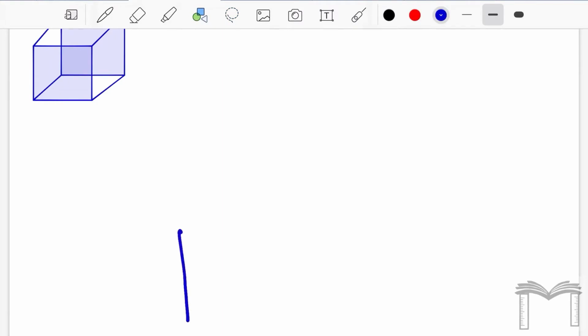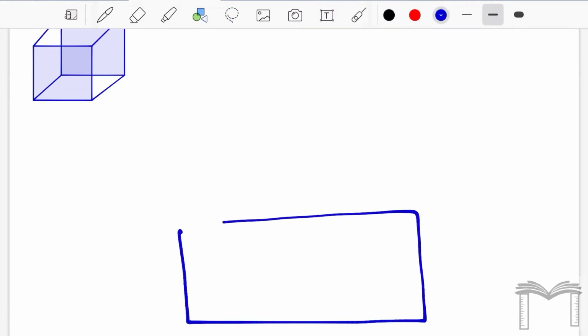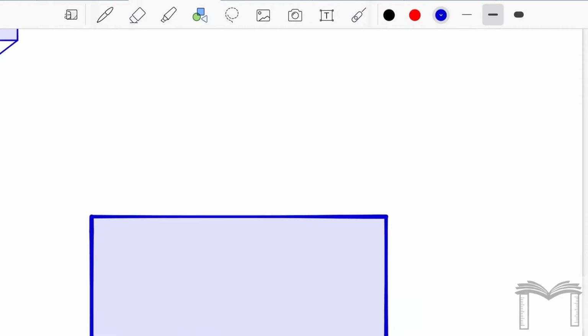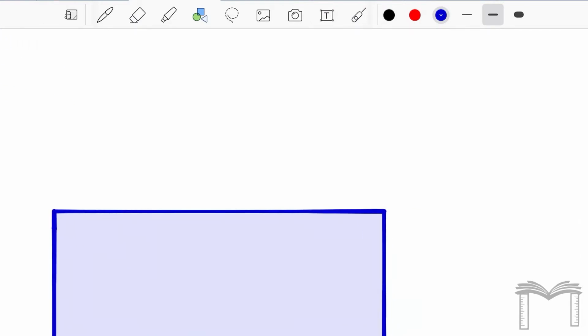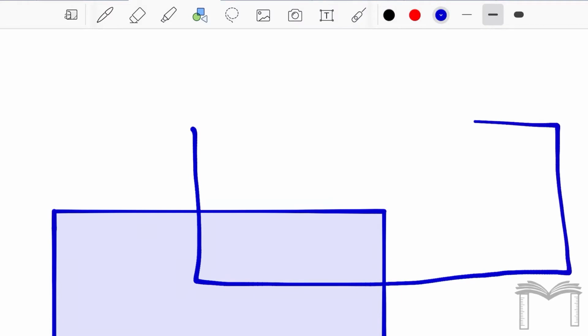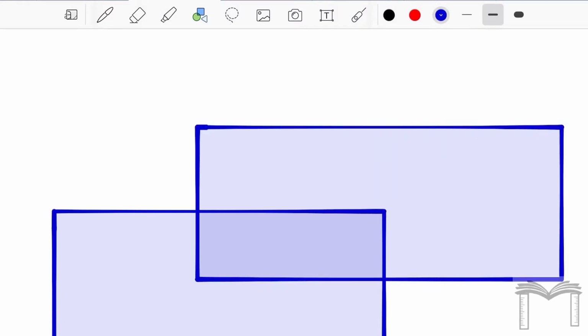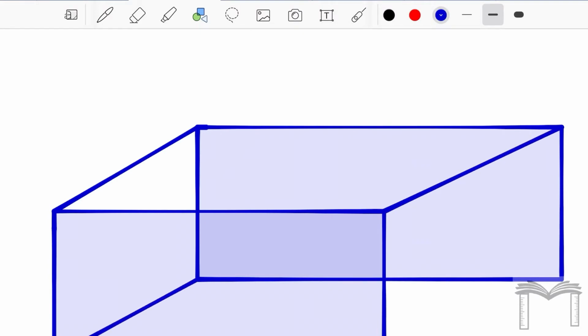Next, I will draw a cuboid. So we will start with a rectangle. I will then draw another rectangle where one of the corners is in the middle of the first rectangle. I will then connect the corresponding corners. And here we have a cuboid.